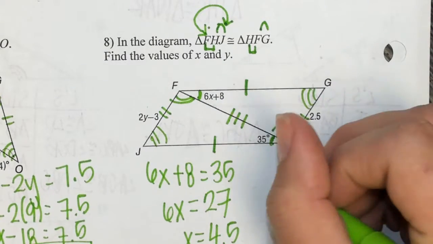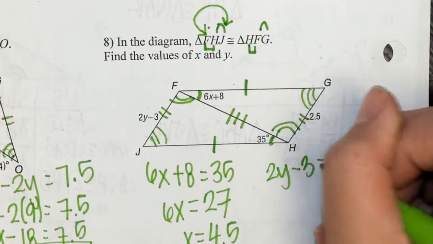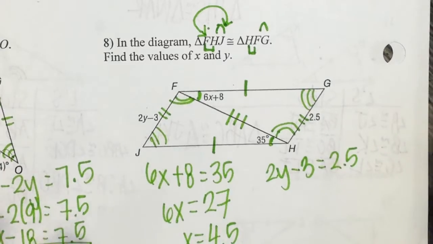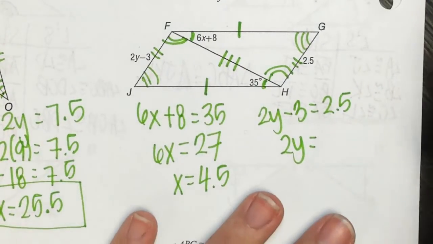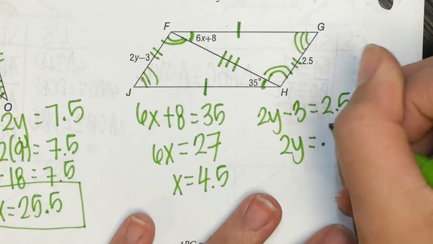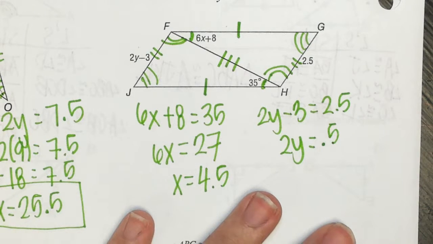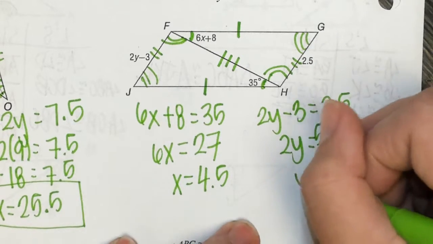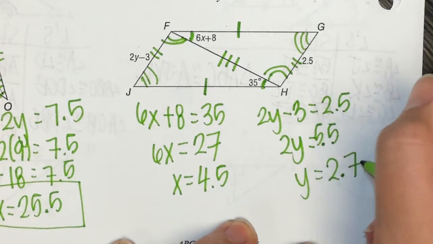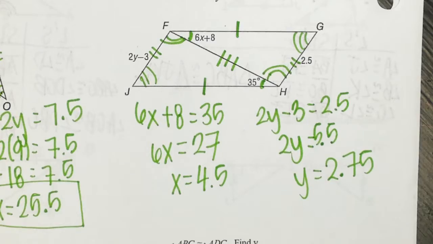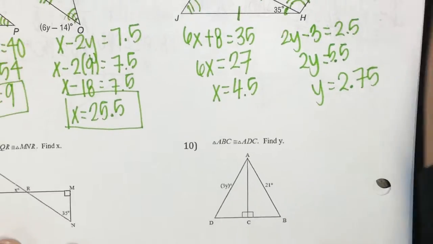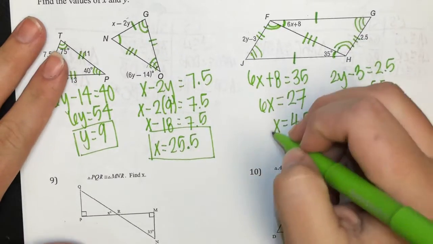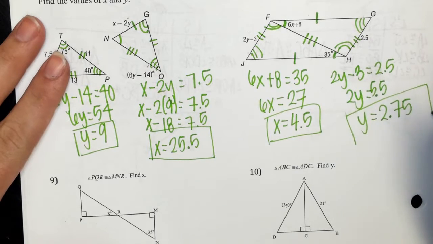So to solve for y, 2y minus 3 equals 2.5. Add 3. What do you get when you add 3? 5.5. And then divide by 2 and you get 2.75. Okay. Try 9 and 10.